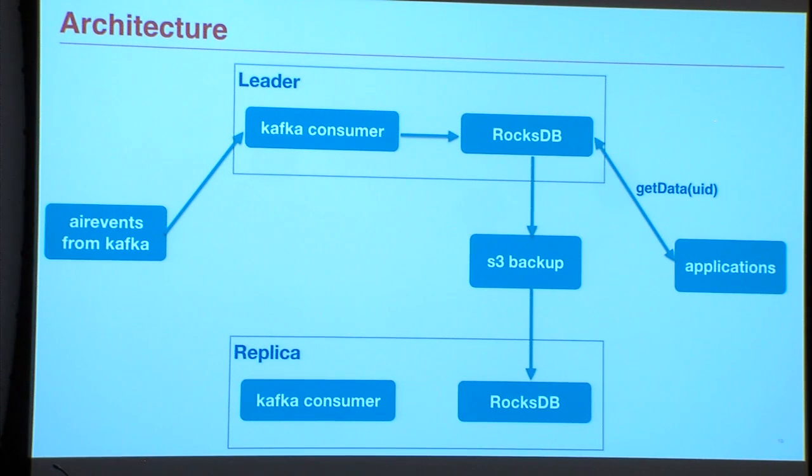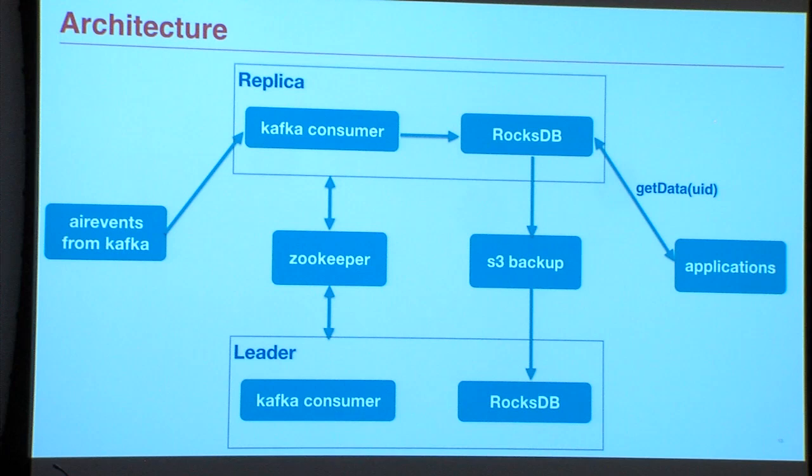It's all transparent to the application. The application just sends the user ID to a master, and they always know which master it is, and it will automatically handle replicating the data to the slave, and back and forth. Everything is through Zookeeper, leader election and all that stuff.